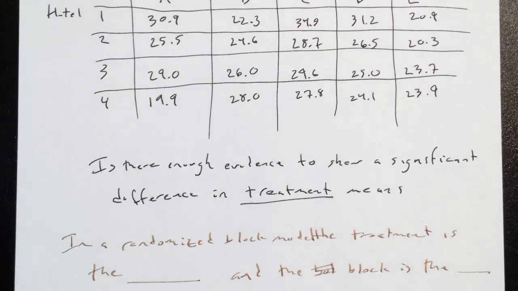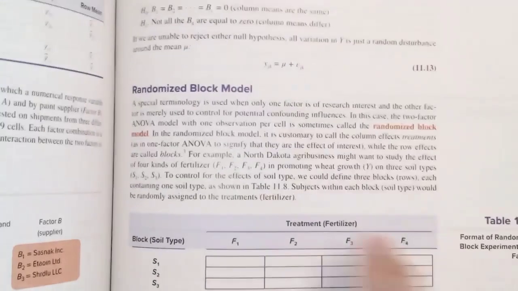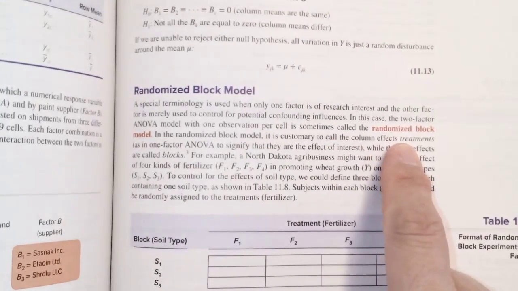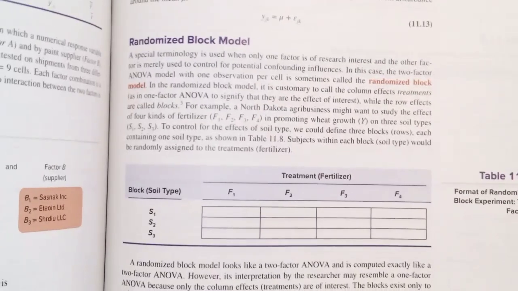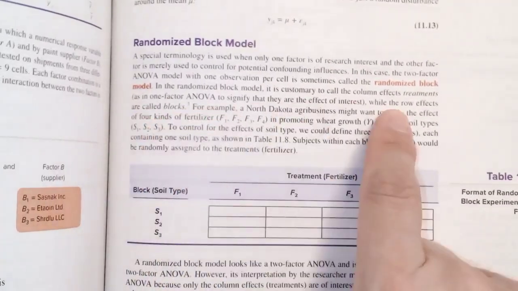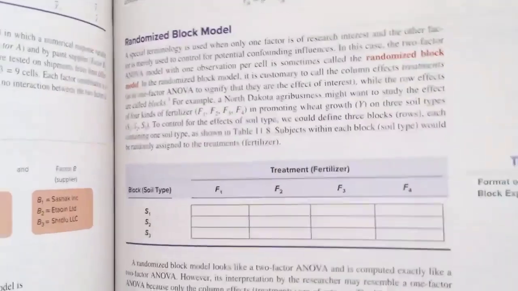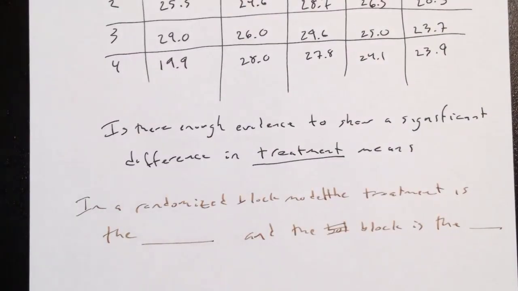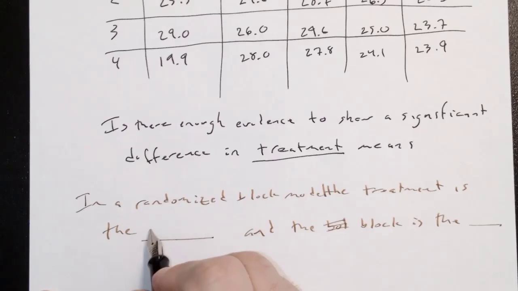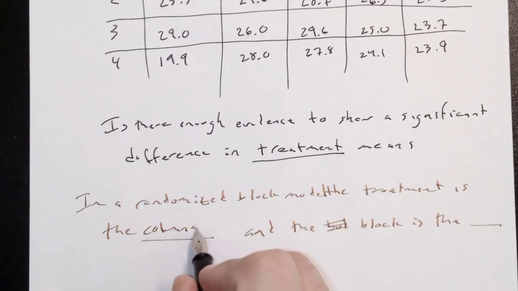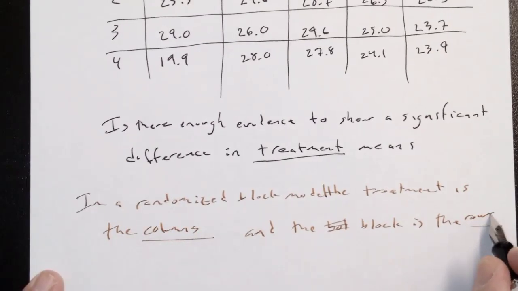Right. So back on page 429, it says when we are doing a randomized block model, then the default is that we call the row effects blocks and the column effects treatments. So treatments are the columns. The blocks are the rows.